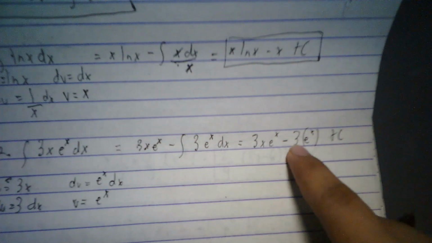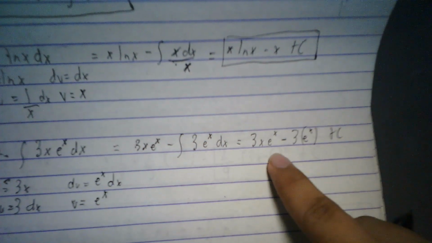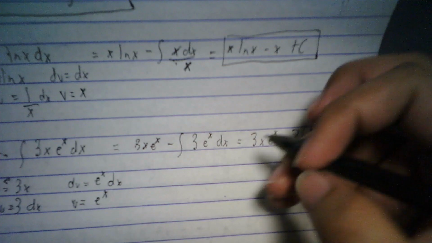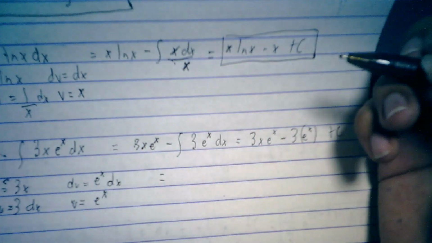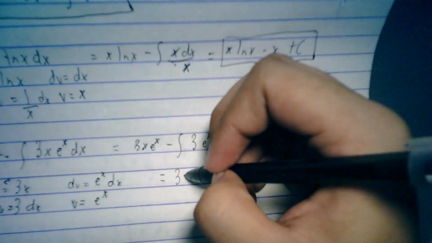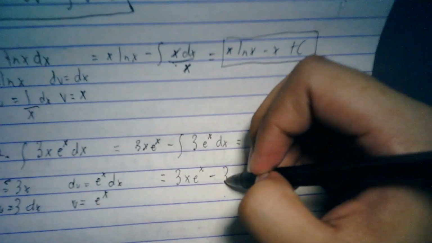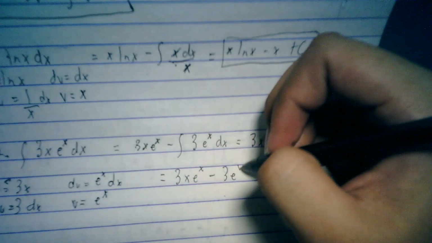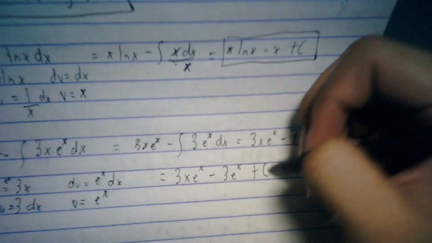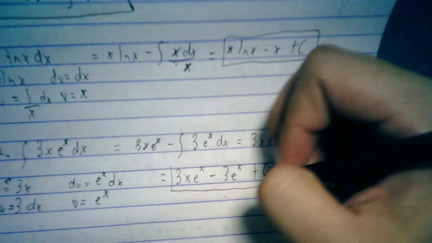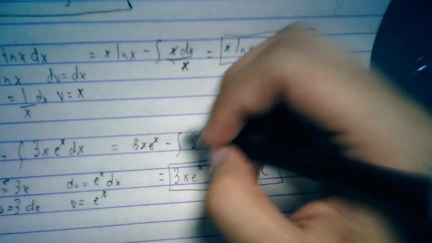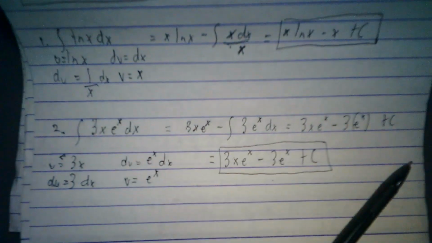our integral here is just equal to 3x e^x minus 3e^x plus c. So this is our final answer in number 2.